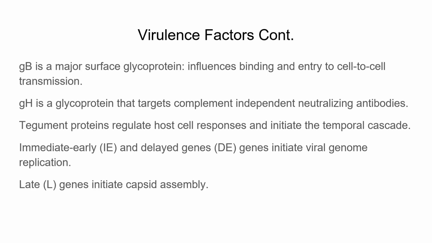CMV has gB and gH, which are glycoproteins. gB is a major surface glycoprotein which influences binding and entry to cell-to-cell transmission. gH is a glycoprotein that targets complement-independent neutralizing antibodies. CMV also has tegument proteins which regulate host cell responses and initiate the temporal cascade. It also has immediate, early, and delayed genes to initiate viral genome replication. It also has late genes which initiate capsid assembly.